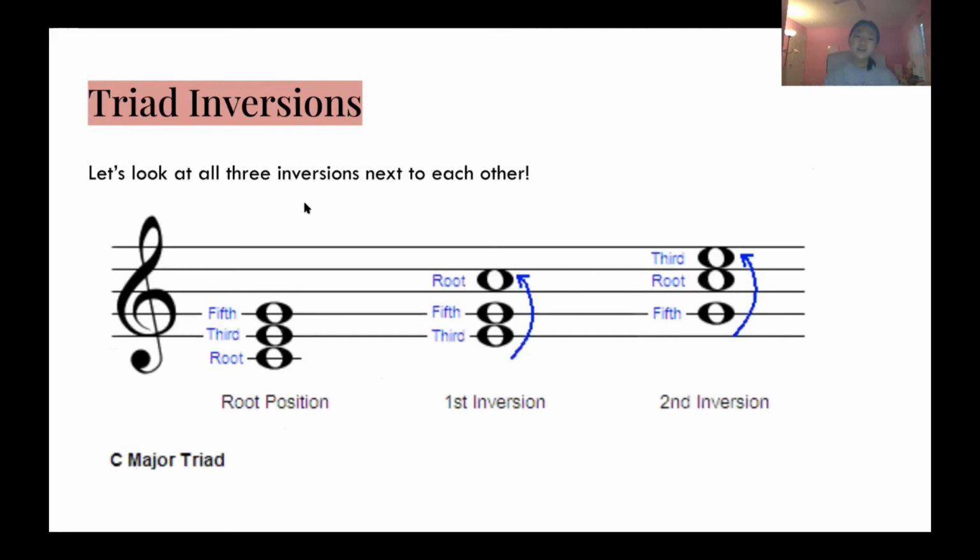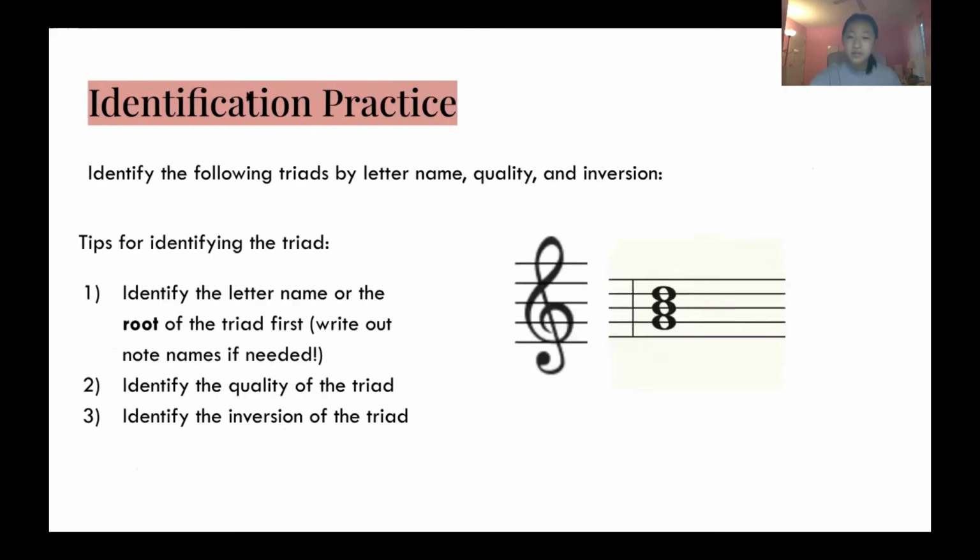Okay, and let's look at all 3 inversions next to each other. So just take a few minutes to look at this diagram if you want, to soak it all in, and feel free to pause the video. So now we're going to do some identification practice. We're not only going to identify the triad by letter name and quality, we're also going to find the inversion.